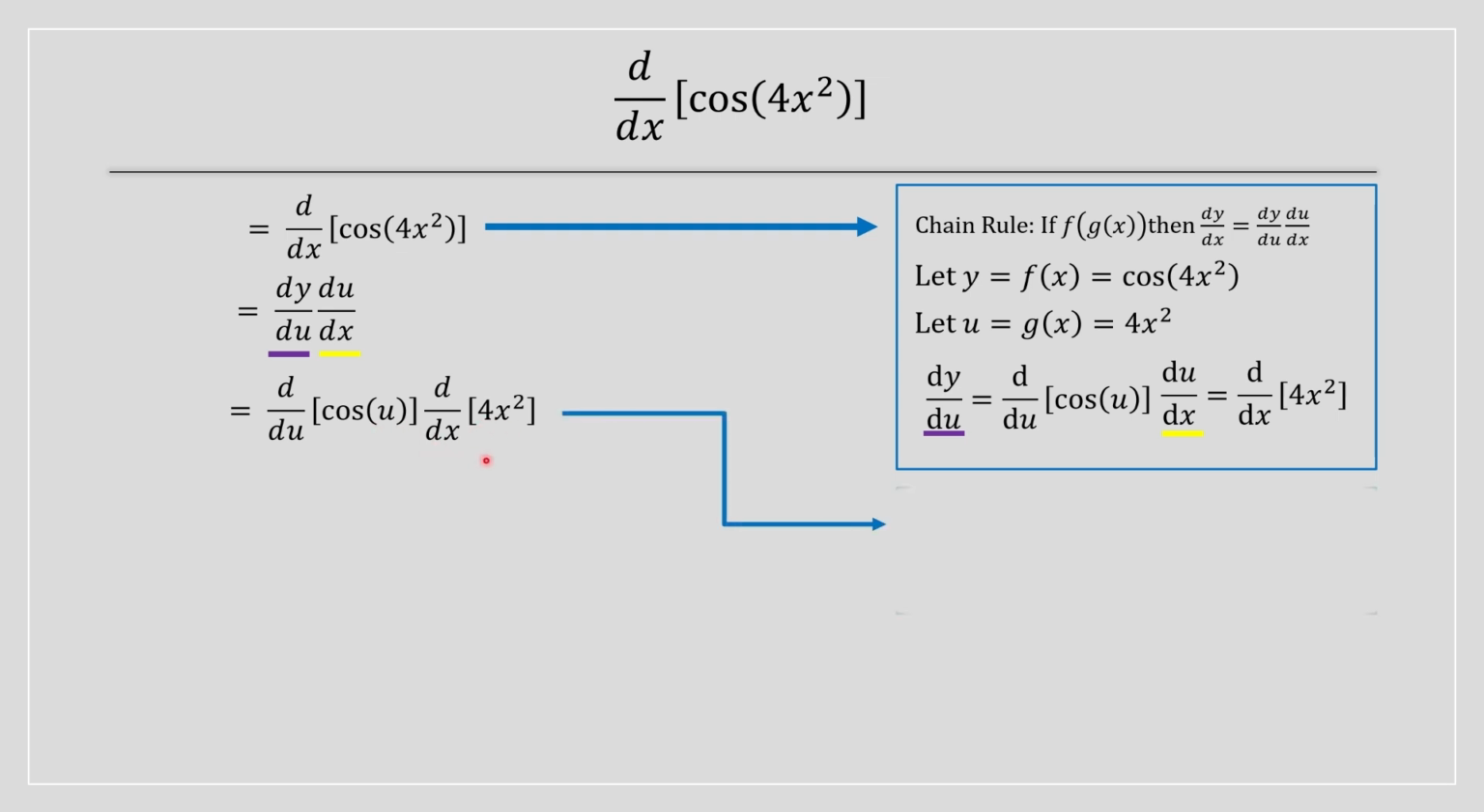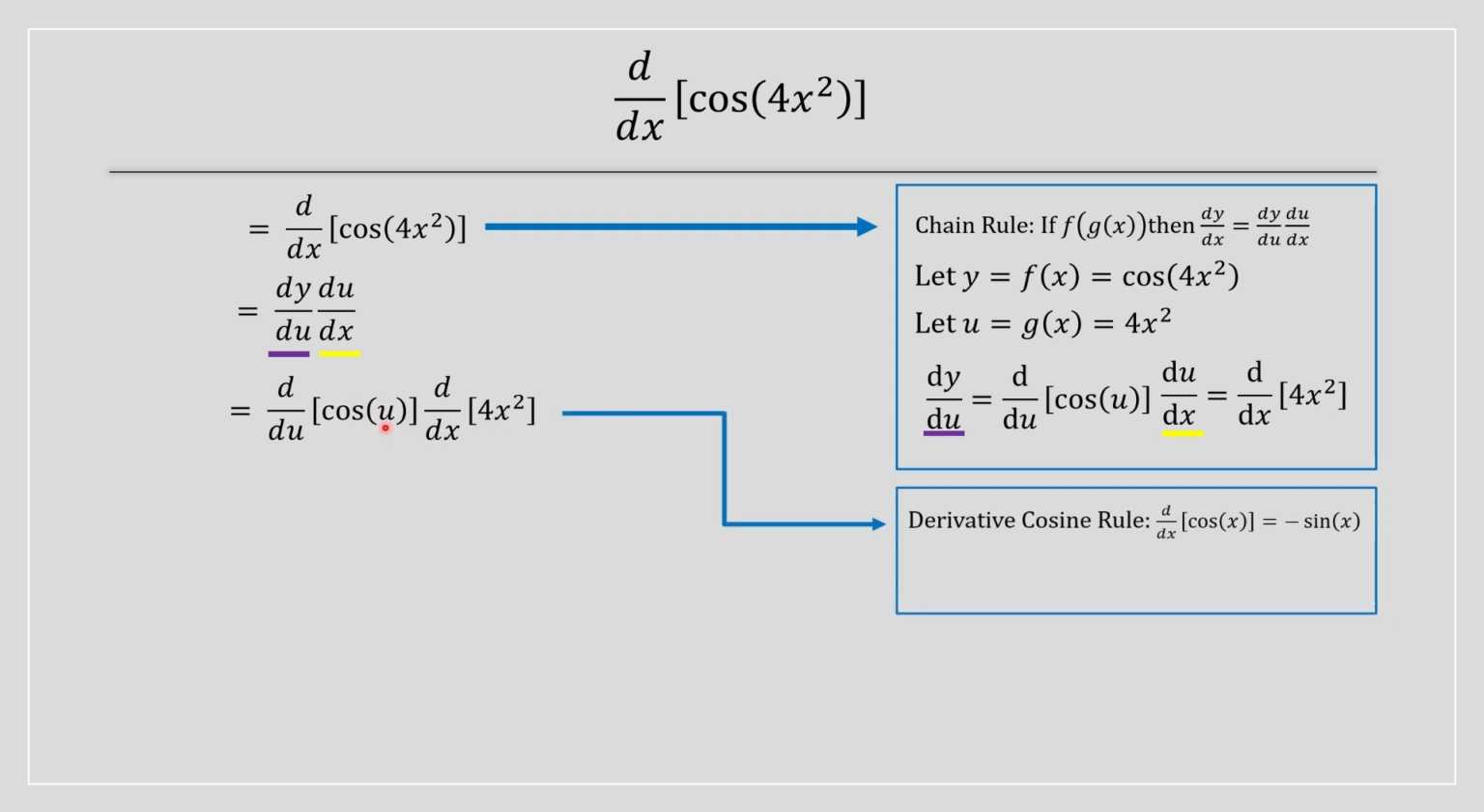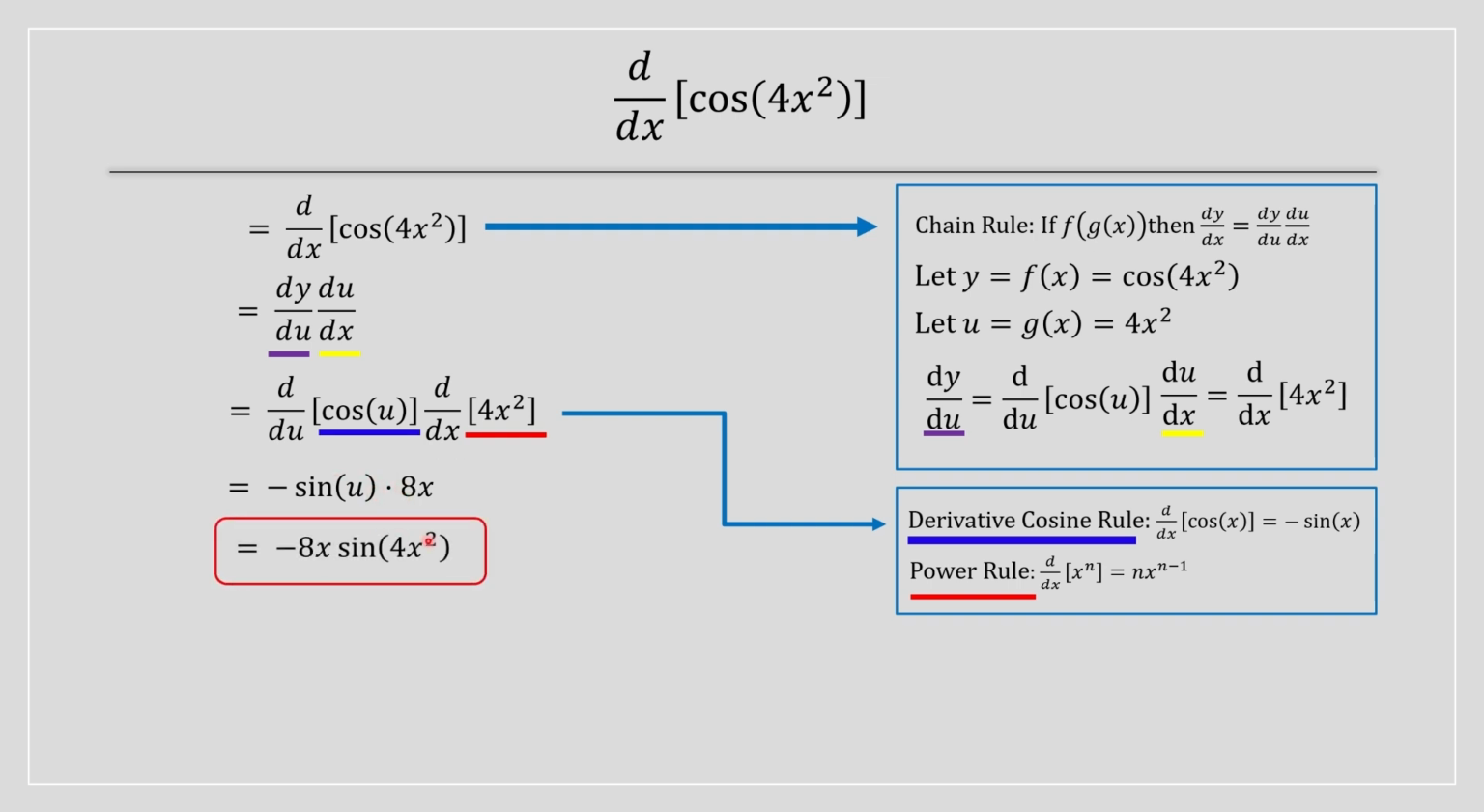And now, we can apply our derivative rules. So the first derivative we're going to apply is the cos rule, where we convert this to negative sine. And the next rule is the power rule, where this is going to be turned to 8x. Now, once we do this, we can apply back substitution. And that's our answer to this question.